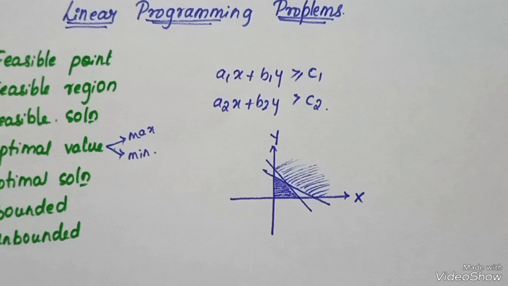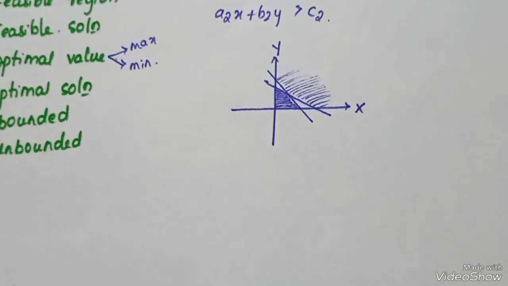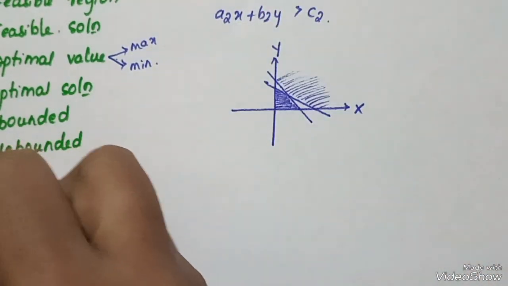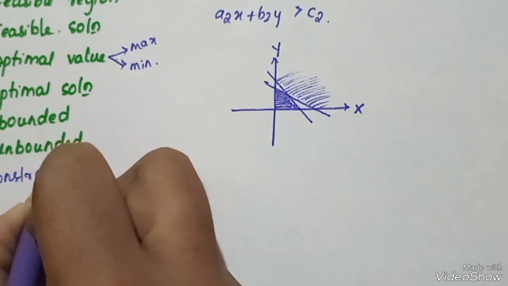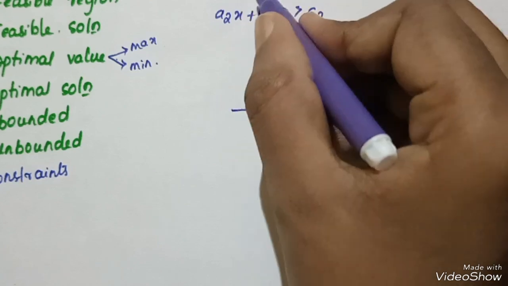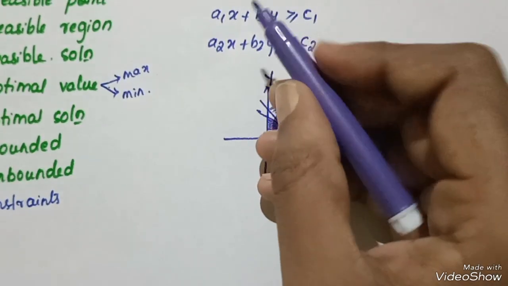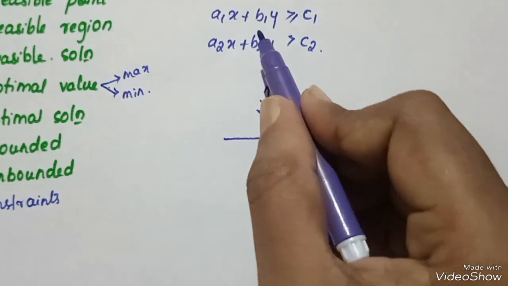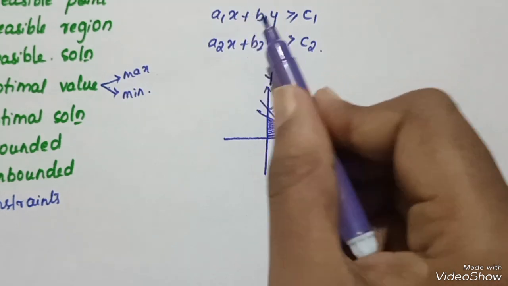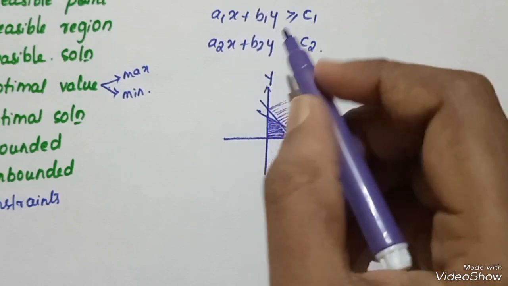First, write this one point. Then another point is constraints. Constraints means the variables. The variables are called constraints.